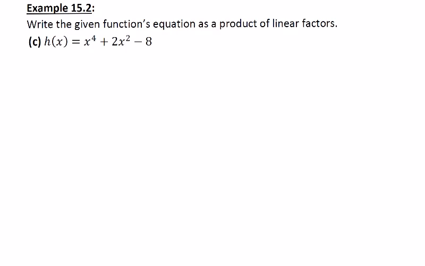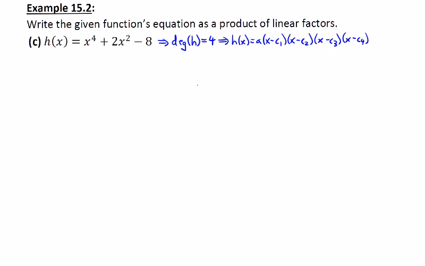Example 15.2c once again wants us to create a linear factorization for the given polynomial's equation. Now this one's a little different from part A and B simply because the degree is higher. Here we're going to see that the degree of h is equal to 4, and the linear factorization theorem would then imply that h of x is equal to a times x minus c1 times x minus c2 times x minus c3 as well as an x minus c4.